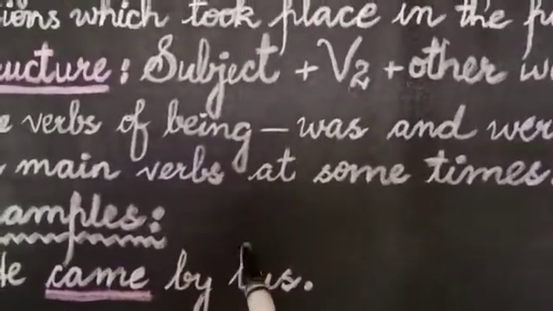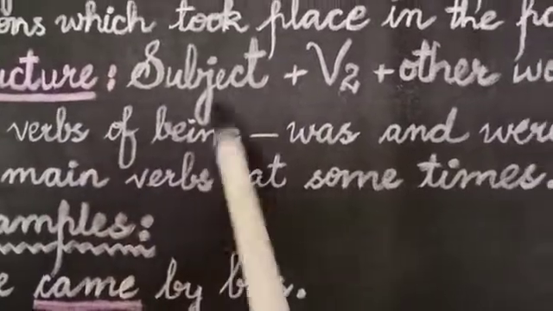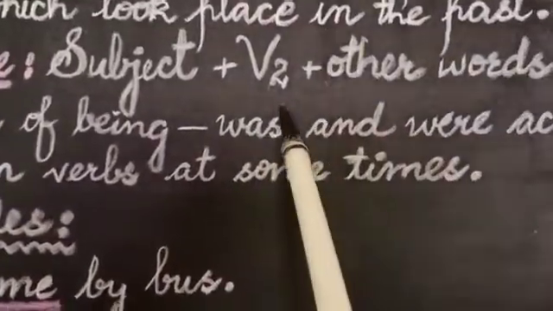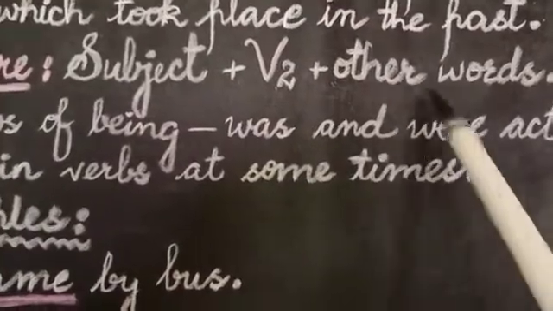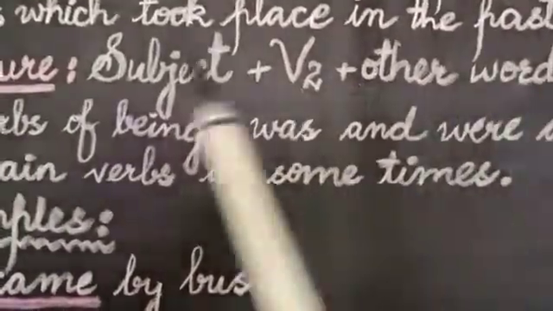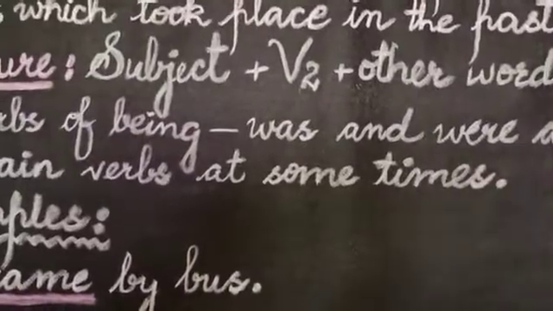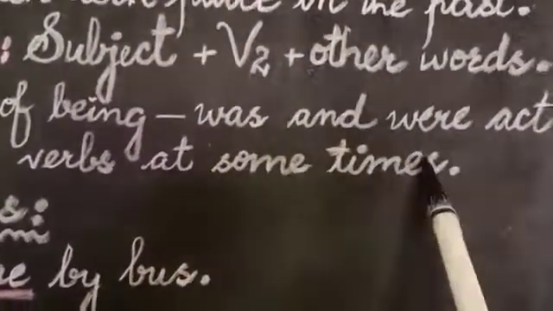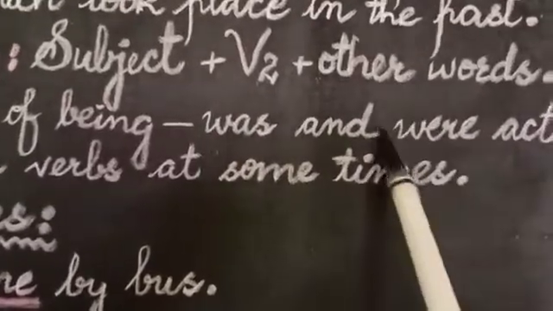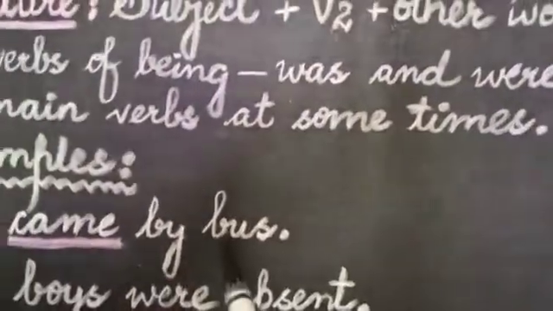And here in simple past tense, if there will be a verb of being, it will be purely in two forms. One form is was and another form is were. Only these two, was and were, will be there. Is, am, are won't be there. They are in present. This was and were are in past. So only this was and were can be the stative verbs in simple past tense.